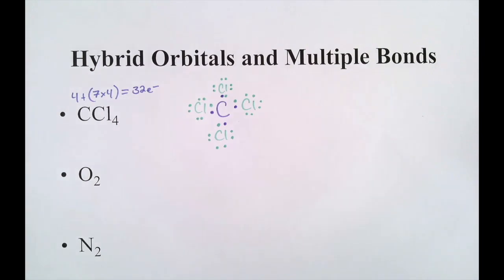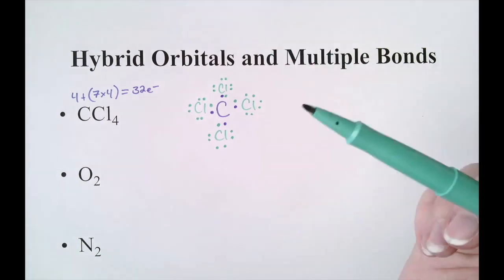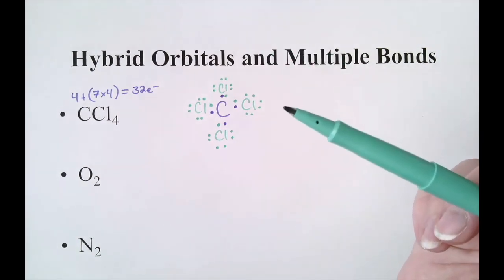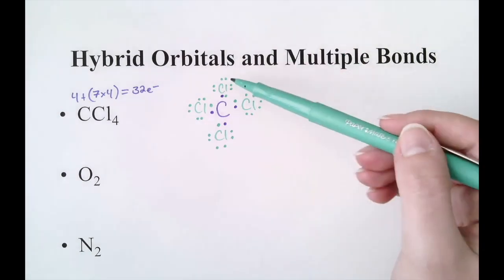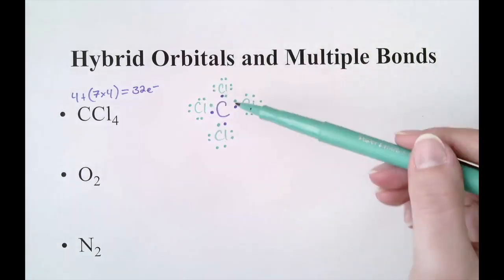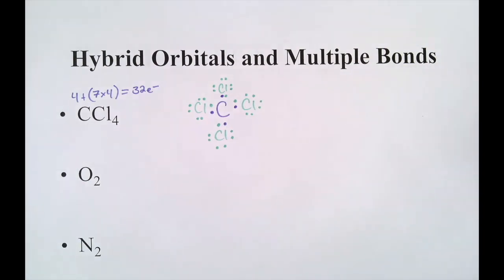And this should be our finished Lewis dot structure for carbon tetrachloride. To double check to make sure we did it right, we should make sure all of our atoms have 8 valence electrons: 8 around each of our chlorine and 8 around carbon. So that checks out.